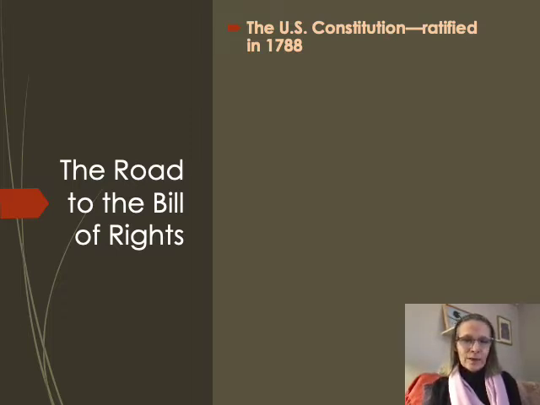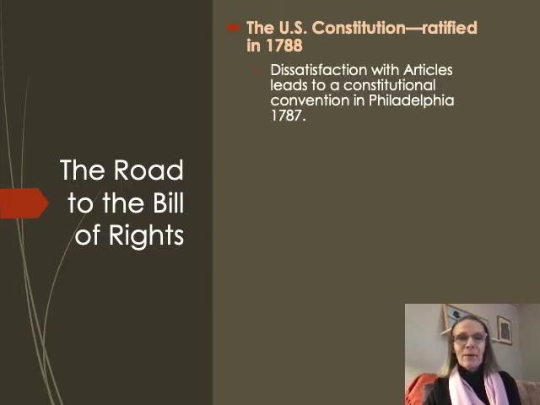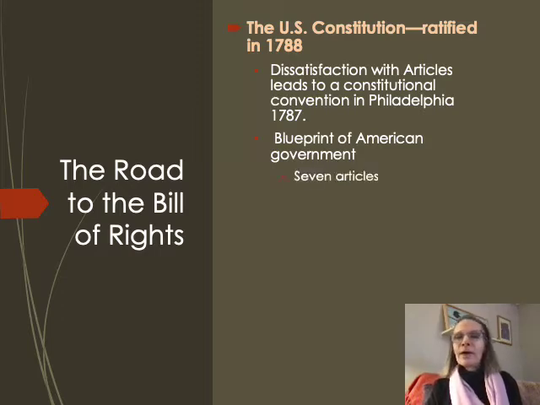And so, as your textbook talks about, there were a lot of concerns with the Articles of Confederation, and there was a movement to change them. That movement resulted in a constitutional convention held in Philadelphia in 1787 that basically created a whole new constitution. So dissatisfaction with the articles leads to the convention, and at that convention a new constitution is created, the constitution that we have today, which creates a blueprint for American government.